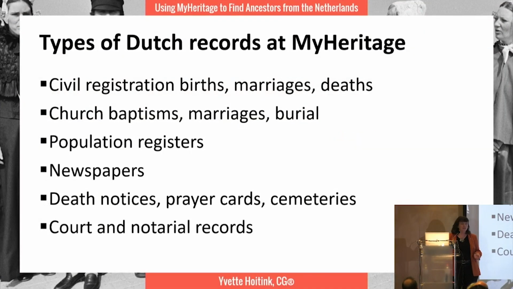And that includes a wide range of records. There's the civil registration records, the church records, population registers, newspapers, all sorts of announcements, cemetery records, and court and notarial records. And I'm going to give you a quick overview of what all those record types mean and how you can use them for your own research.